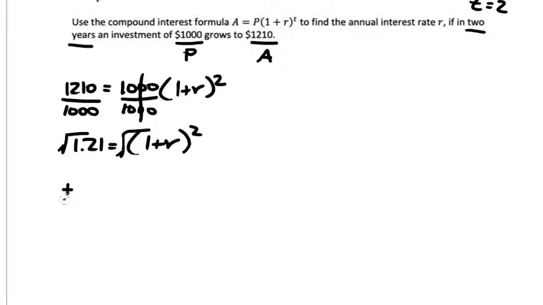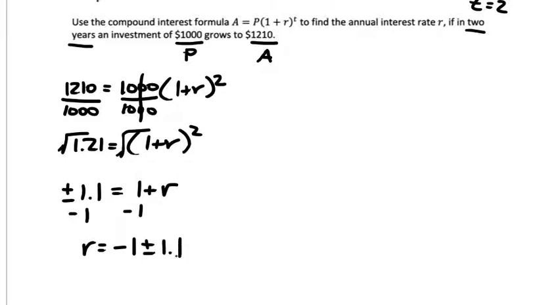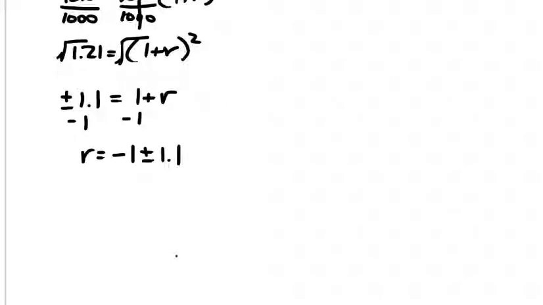Now I'm going to put the plus or minus here. We're going to talk in a second about why we don't need it. But plus or minus 1.1 equals 1 plus R. And then the last step to getting R by itself is subtracting 1 from both sides. So we have R equals negative 1 plus or minus 1.1. Now, if I do the plus, negative 1 plus 1.1, that's 1/10, 0.1.